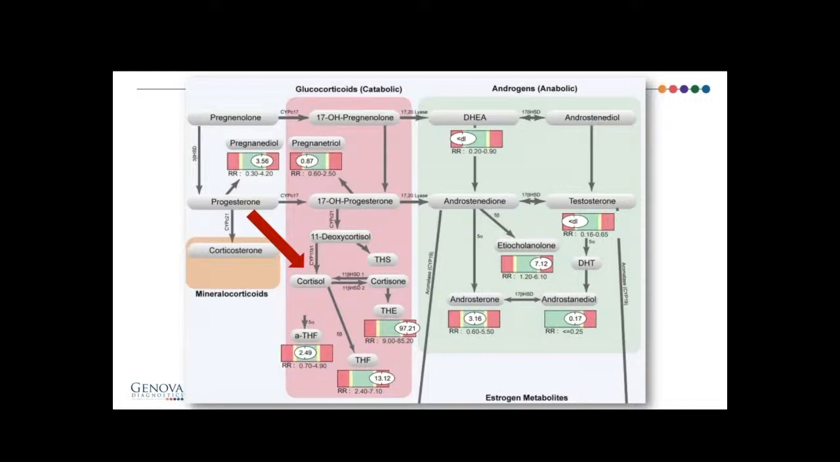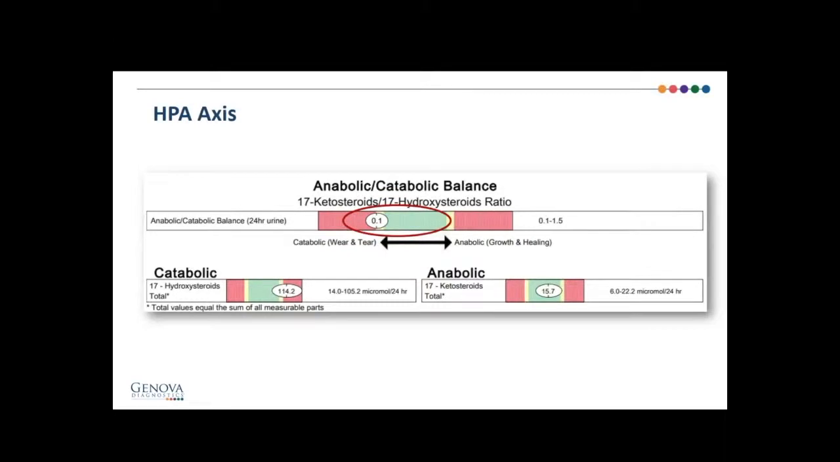Here's something I think that's important. DHEA at face value may not tell me the tale, because the DHEA may be very metabolized. But fortunately, when I go to this anabolic catabolic balance, that 17 ketosteroid total, remember, is the DHEA plus its downstream metabolites. So I would say that that 15.7 is probably a better indication of the DHEA than the face value, which was very, very low. Now, when we look at the catabolic 17-hydroxysteroids, however, we see that 14.2 is rather high.